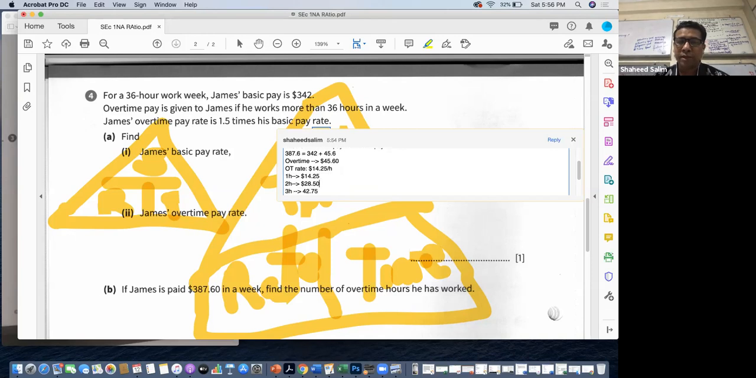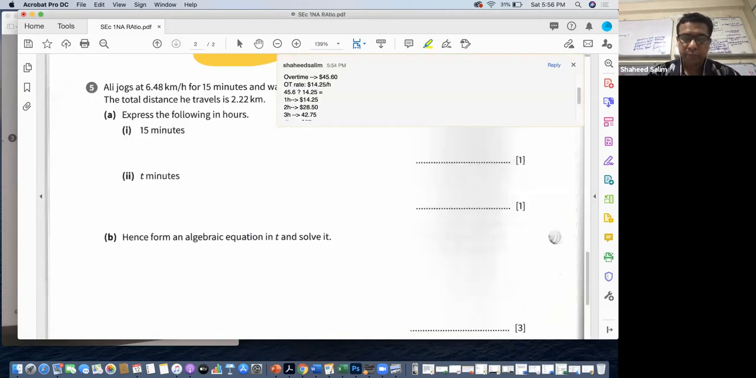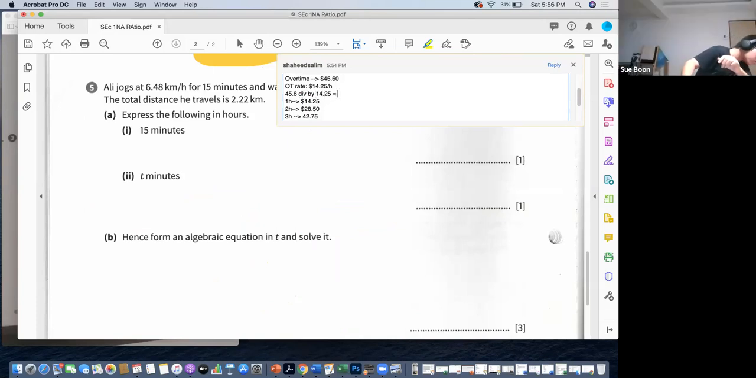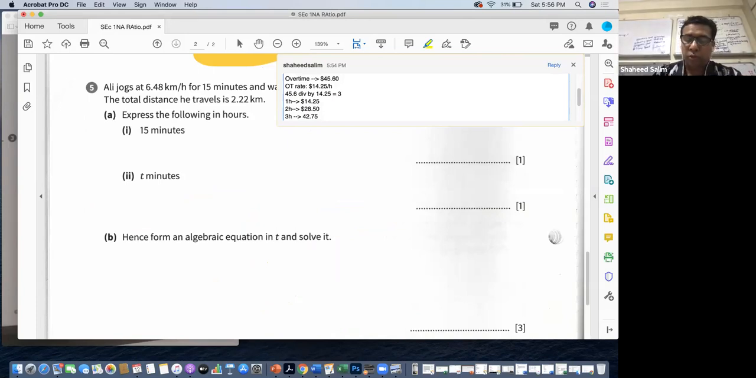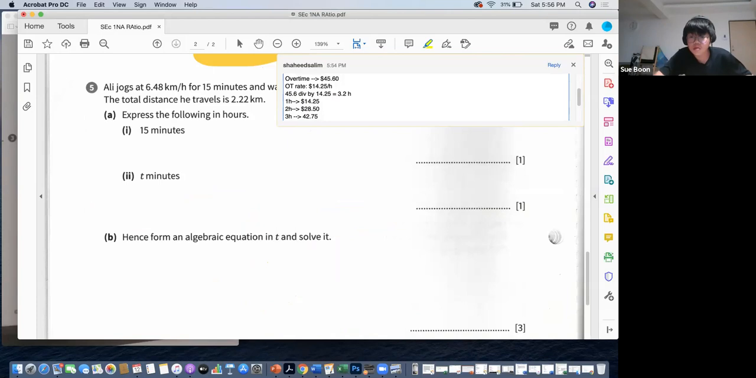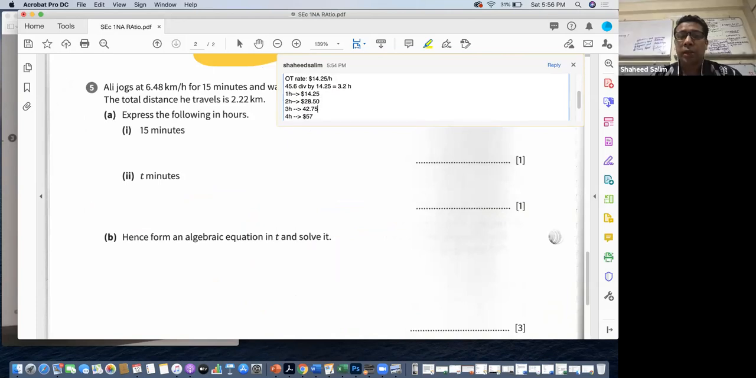45.60 divided by 14.25. How much do you get, Emma? It's 3.2 hours. Yes, that's what I said. Can you see it's correct now? Because 45.60 is between 3 and 4 hours.